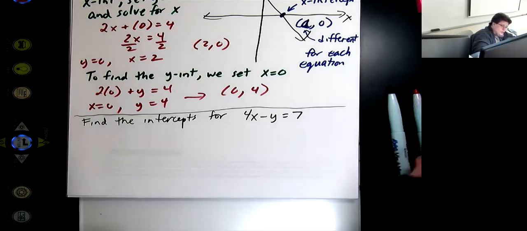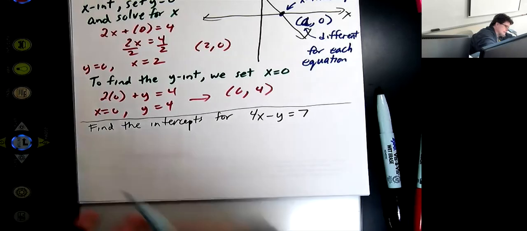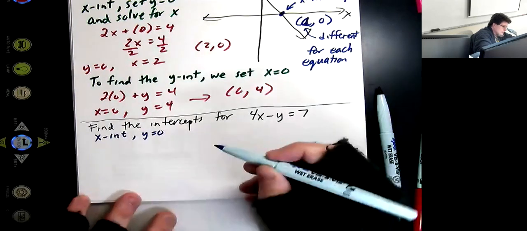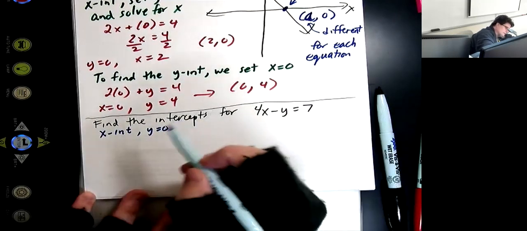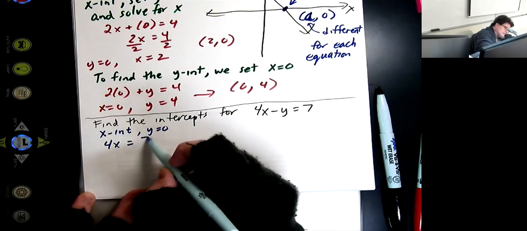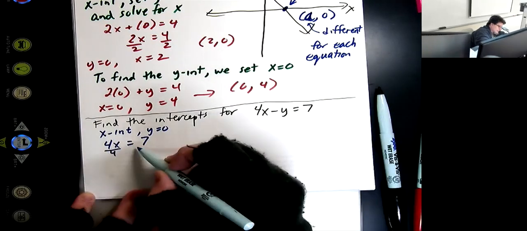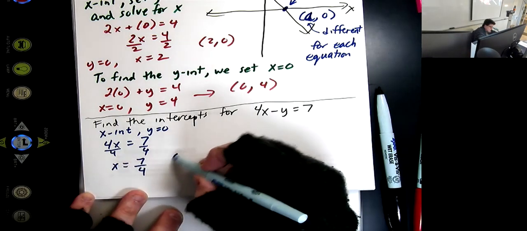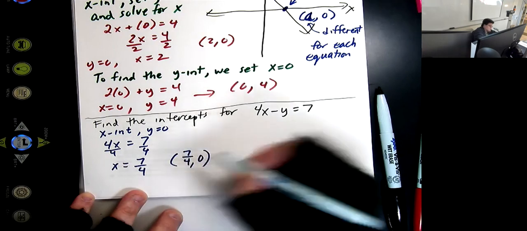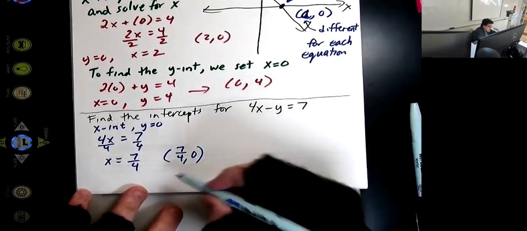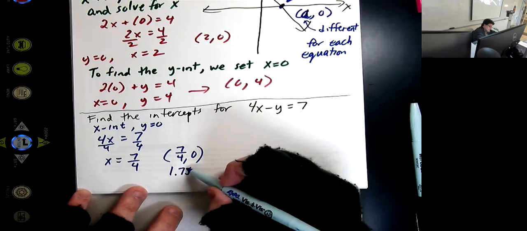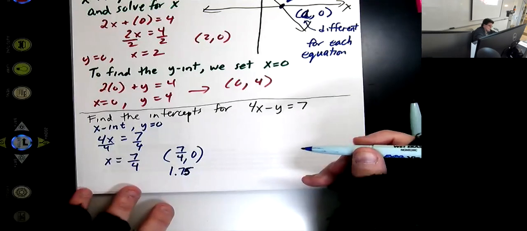All right. So if you want to find the x-intercept, we need to set y equal to 0. So 4x equals 7. We divide by 4 and we get x equals 7/4. So the x-intercept is (7/4, 0). If you wanted to put it as a decimal, you would have 1.75, which is where I'm going to get to next, and we're going to graph this in a second.